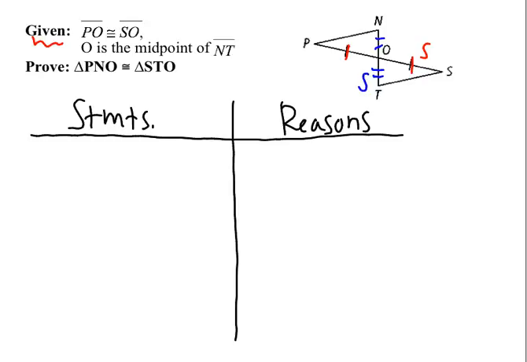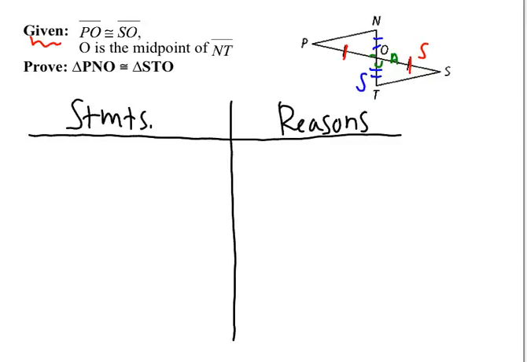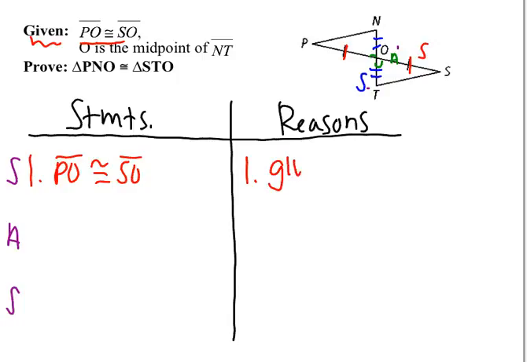And again, we have these intersecting lines which form vertical angles, and we know that those are congruent. So if I look at my letters here, I have side, angle, side. So let's write that over here. Side, angle, side. So our first side, PO is congruent to SO. Why can we say that? That was given to us.